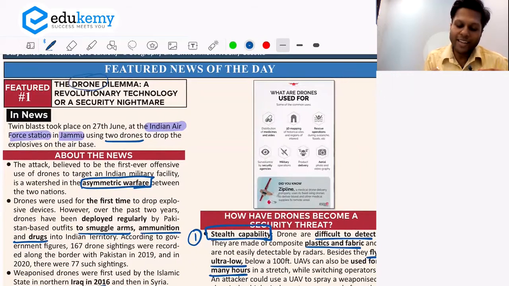In this featured discussion, we have brought to you an important discussion on drone technology. A drone was lately used to conduct an attack on the Indian state at Jammu. It was utilized to conduct an attack at the Air Force Station in Jammu. Right. This attack was conducted in this specific manner.